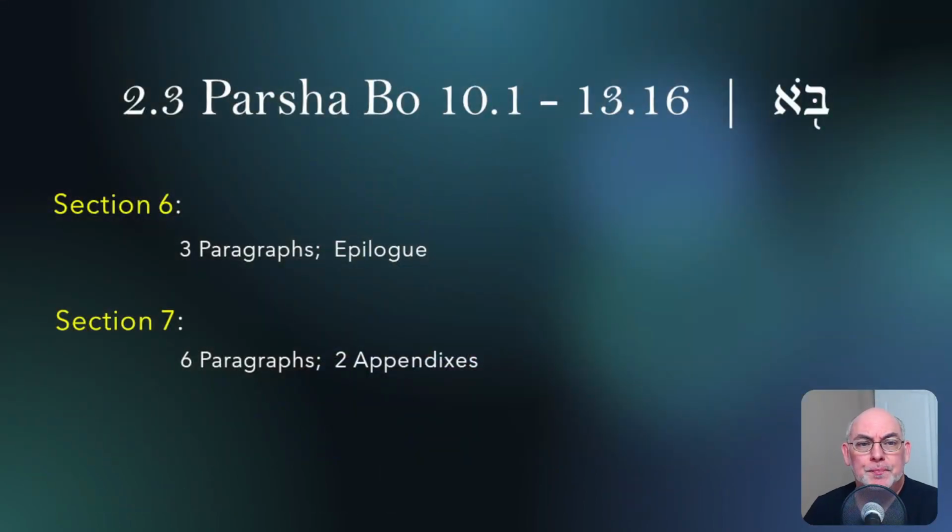In Parsha Bo, we have two sections, section 6 and section 7. In section 6, we have 3 paragraphs and an epilogue. In section 7 of our text, we have 6 paragraphs and 2 appendices. So at this time, we're going to jump over and look at those different sections.